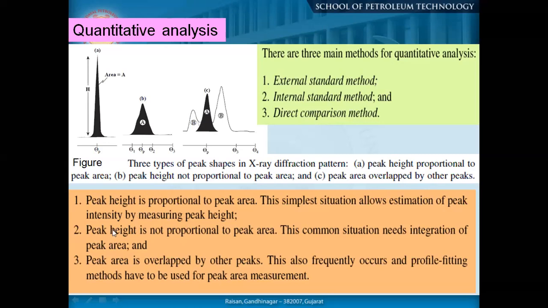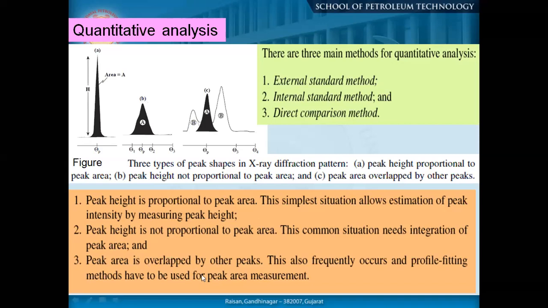Okay, so how do we do it? Where peak height is not proportional to the peak area, the common situation needs integration of peak area. So what you need to understand: if my height is proportional to the peak area, then I can use only the height of the peak to understand the different minerals. Because we know this is mineral A, this is mineral B, this is mineral C. So once I understand this is mineral A, B, and C, and if the peak height is proportional to the peak area, then I can directly take the peak height intensity value and calculate the quantitative value of the individual mineral present.